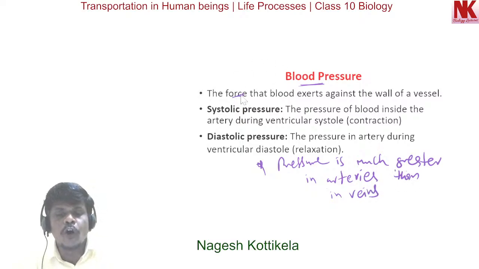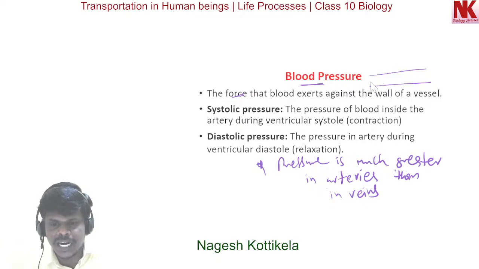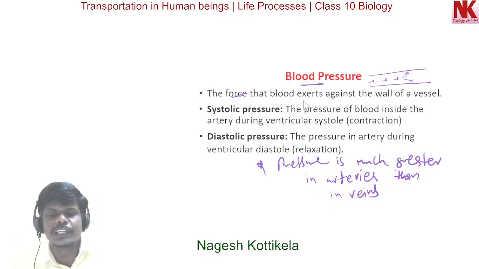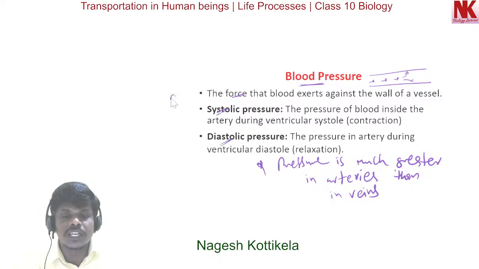The force that the blood exerts against the wall of a vessel: suppose this is a blood vessel and the blood is flowing in this direction. While the blood is flowing in this direction, it can exert force on the walls. This force exerted by the blood against the wall of a vessel is called blood pressure. Here we find systolic pressure and diastolic pressure. Systole is nothing but contraction. Diastole is nothing but relaxation.